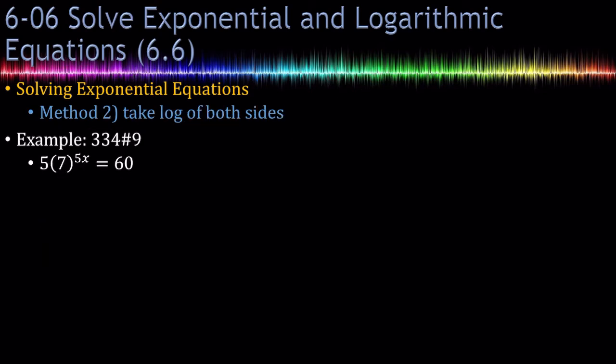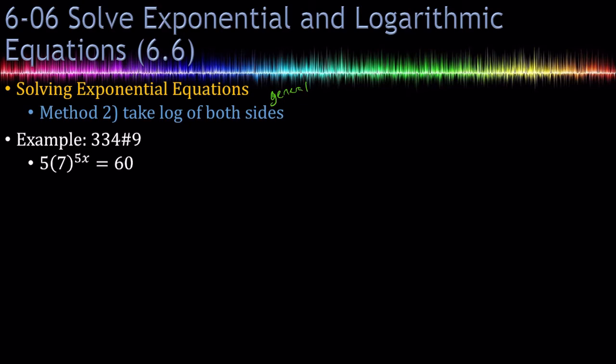Method 2 is the general method, so this is the one that works all the time. Method 1 only worked if you could write the bases the same on both sides of the equation. Problems like this one on number 9, you can't do that. So we'll take the log of both sides. We do that because the log cancels the exponential. It's the inverse of the exponential, just like a square root is used to solve a squared problem because the square root cancels the square. So the logarithm cancels the exponential.